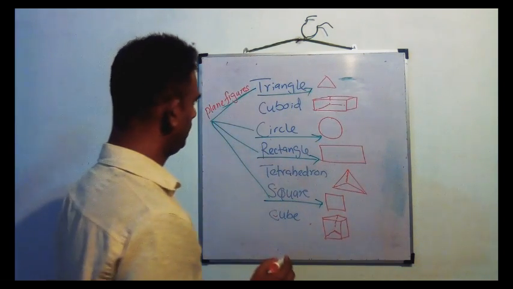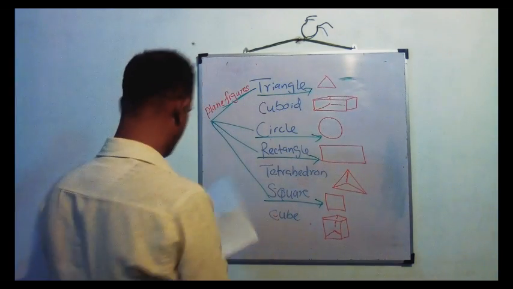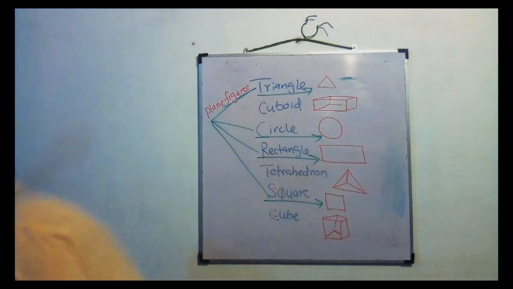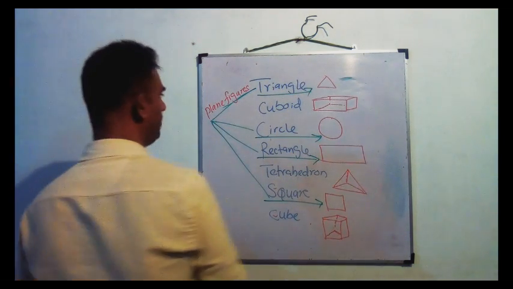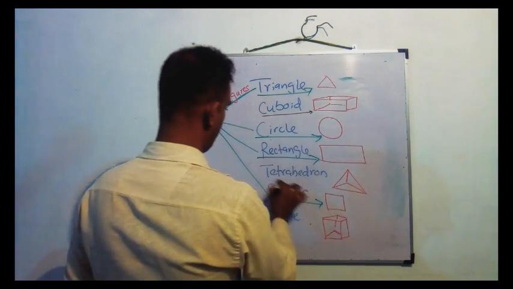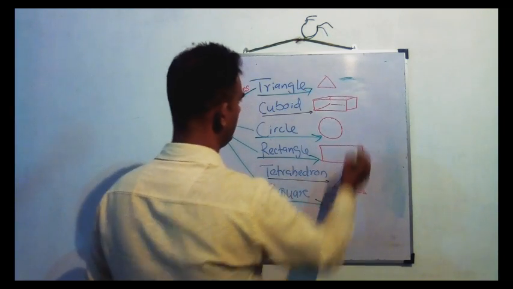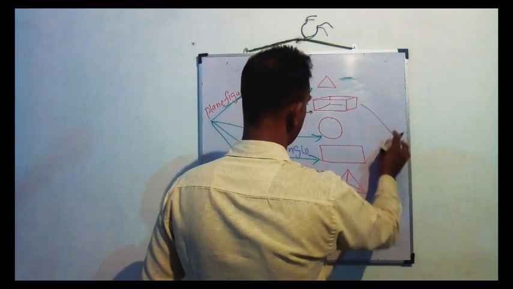Right. Now you can see the others. I will mark that in the black. Cuboid, tetrahedrons, cube.